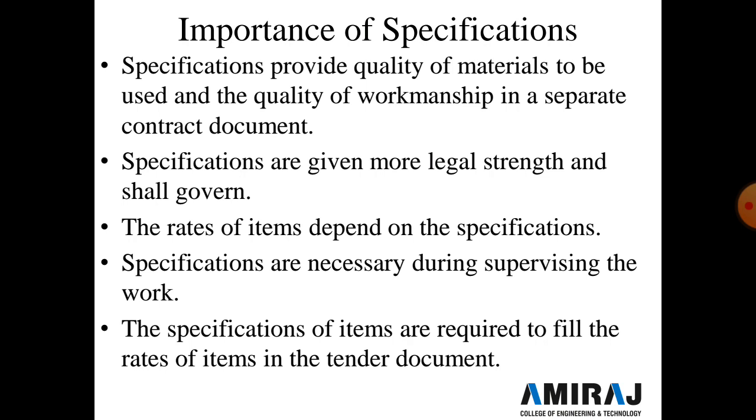Sometimes it is not possible to furnish the information on the drawing regarding the quality of material to be used and the quality of workmanship to be achieved during the construction time, and due to shortage of space, the specification provides such useful data in a separate contract document. Here the drawing and the specification form two important contract documents.